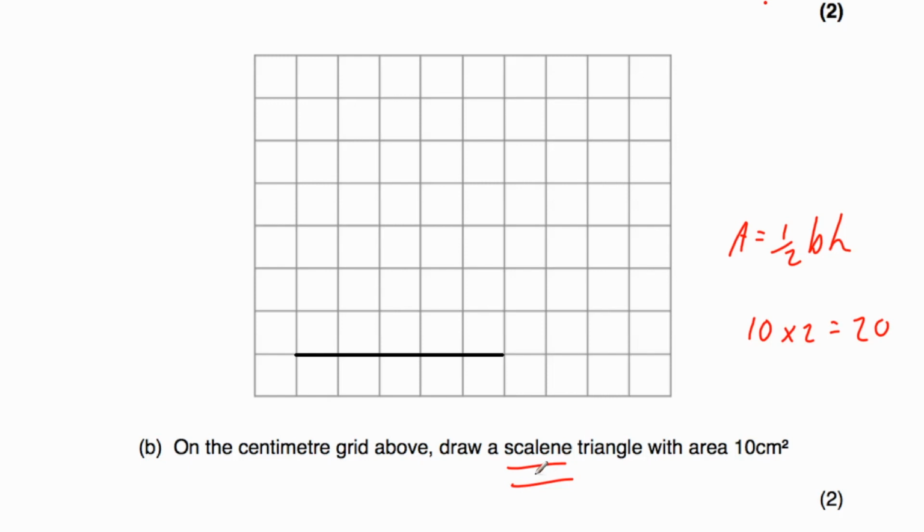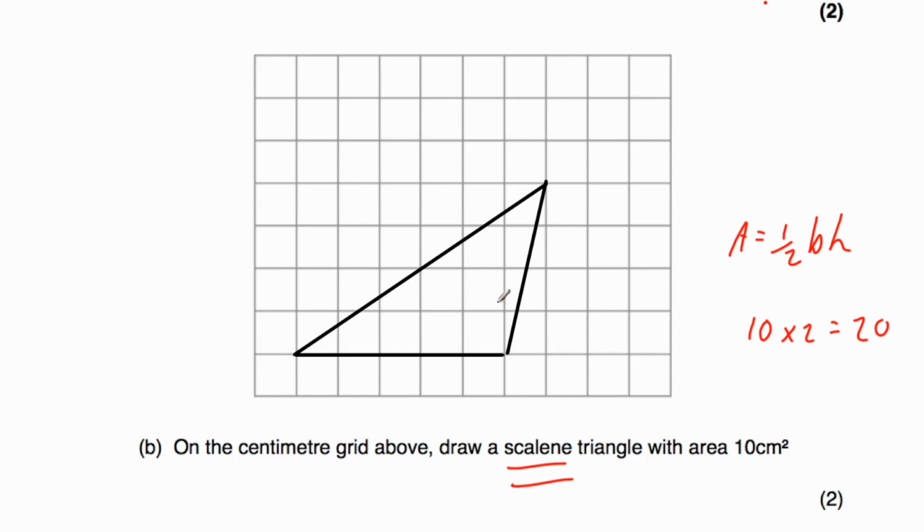So that's a triangle where all 3 sides are different lengths and all 3 angles are different as well. So I'm not going to go 1, 2, 3, 4 up and do that point, because that would be an isosceles triangle. So I don't want to put my point there. I could put it here and that would make a scalene triangle. So I could join up here to here and then from here to here. And that would be a scalene triangle because all 3 lengths are different. Alternatively, we could even move the point slightly further out. We could go from here to here and from here to here, and that would work as well.